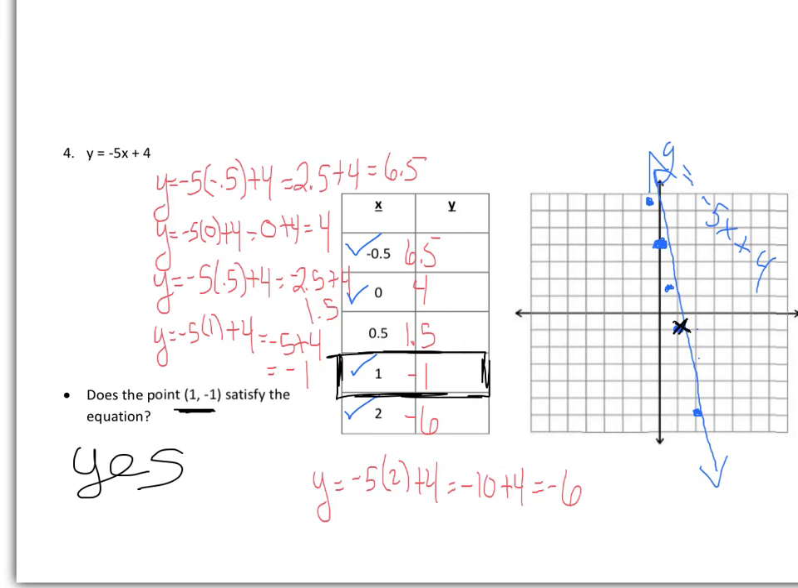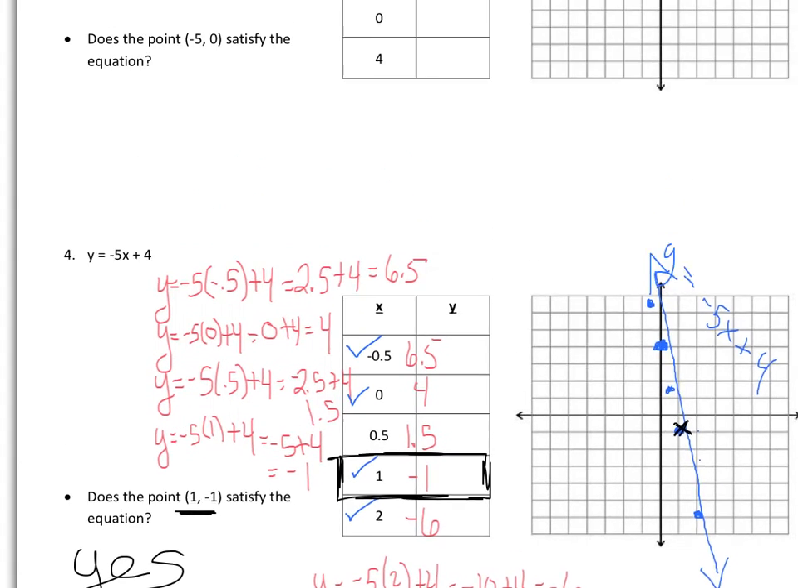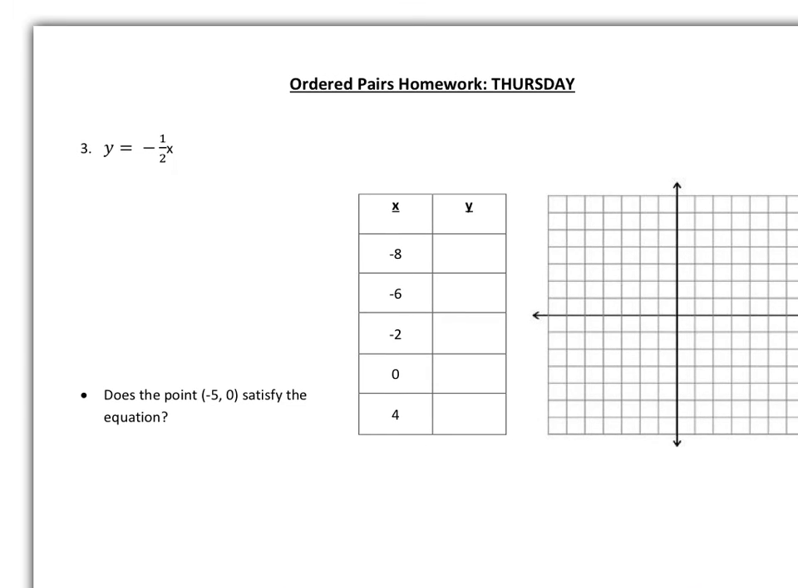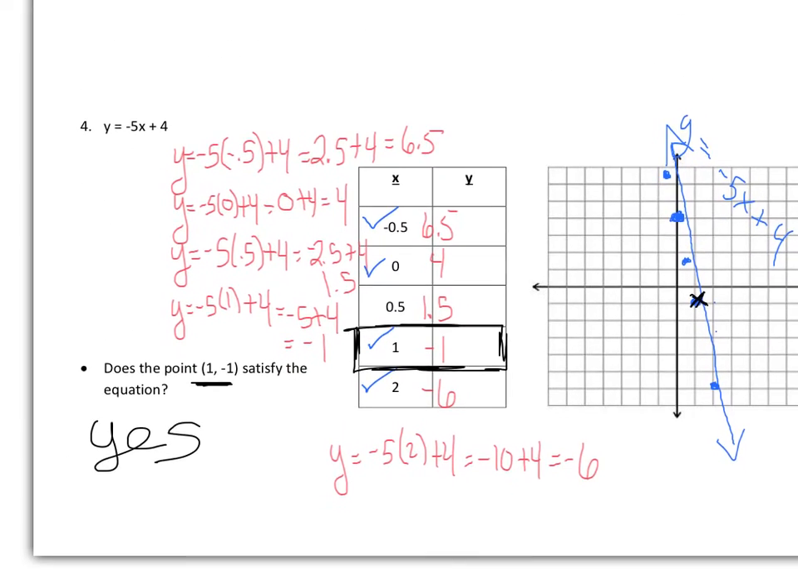Again, as a reminder, what I would like you to do at this point is to please complete number 3 up here, and I will check that this whole entire page is done tomorrow.